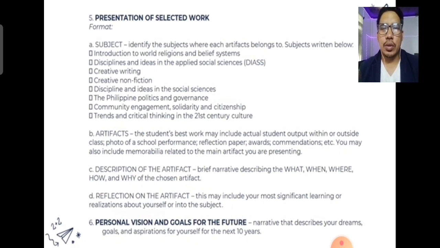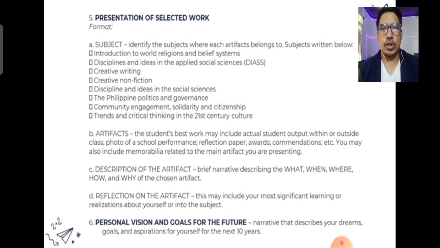And the maximum number of best work that you need to present, as far as I'm concerned, for me, at least minimum of 2. Sige, minimum of 2. Since nasa pandemic tayo, medyo mahirap talaga mag-collate ng mga evidences, lalo na yung iba baka nawala na. Sige, minimum of 2.